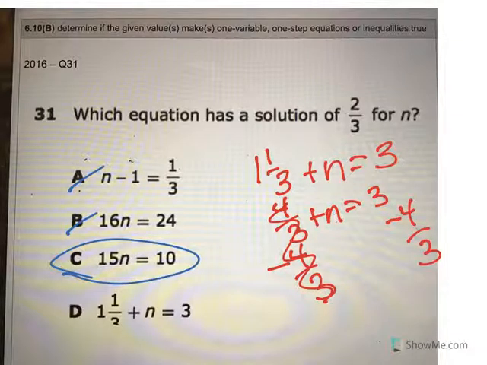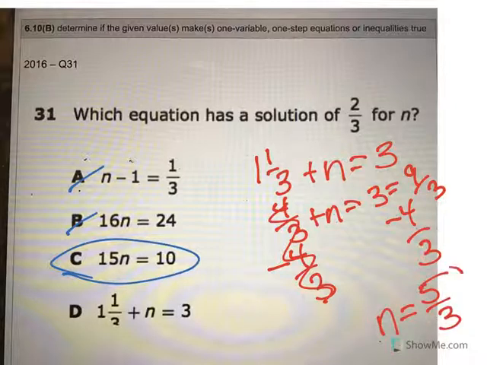Now 3, I can write 3. I could also write 9 over 3. Why is 9 over 3 equivalent to 3? Because 9 divided by 3 is in fact a 3. I had to find the common denominator. And then 9 over 3 minus 4/3 is 5/3, which again is not the same thing as 2/3. So again, our answer was C.